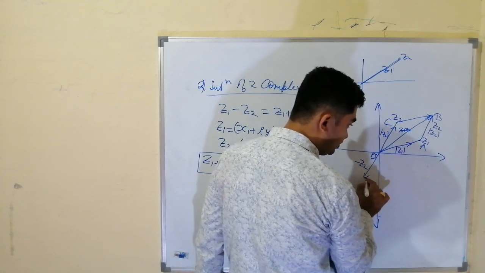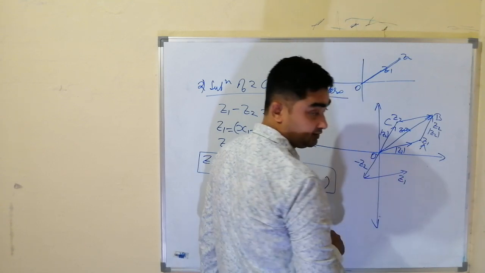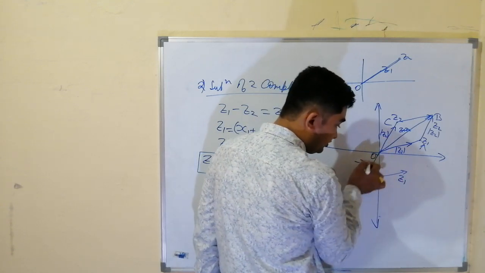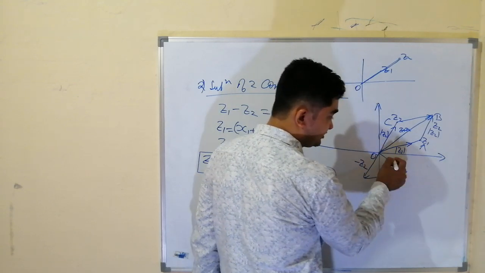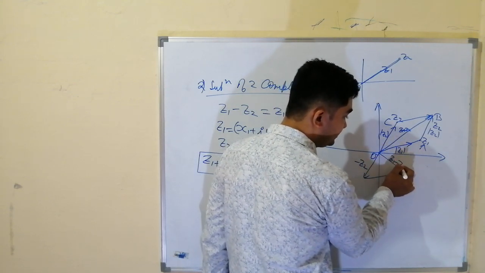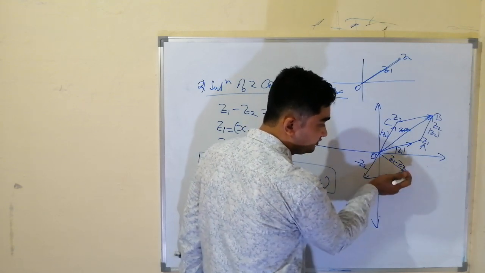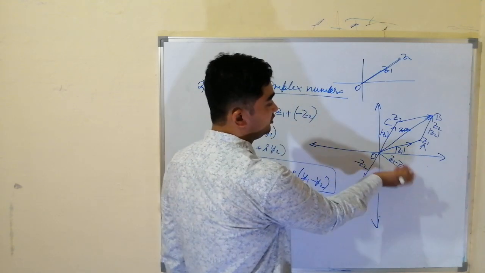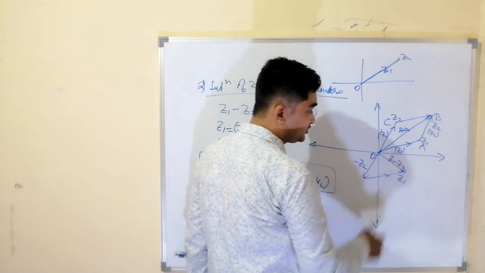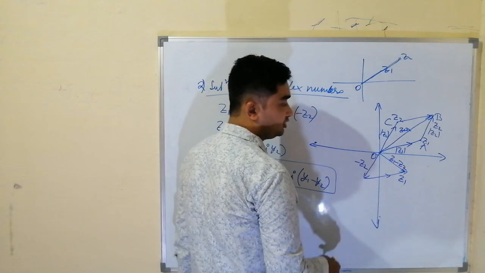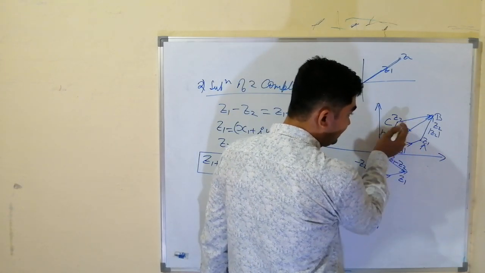Now again, this is Z1. So here we can draw parallel to that Z1, right? Now this is minus Z2 plus Z1. We'll get this. This is nothing but Z1 minus Z2, because minus Z2 plus Z1 gives Z1 minus Z2, or minus Z1 plus Z2. So this distance is mod of Z1 minus Z2. Or this we can make it parallel.